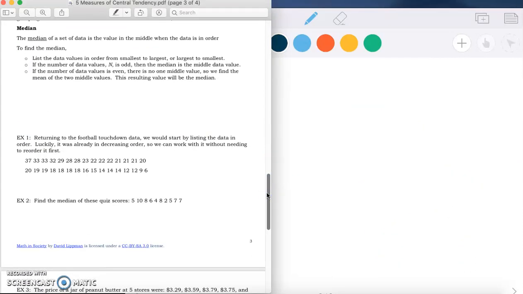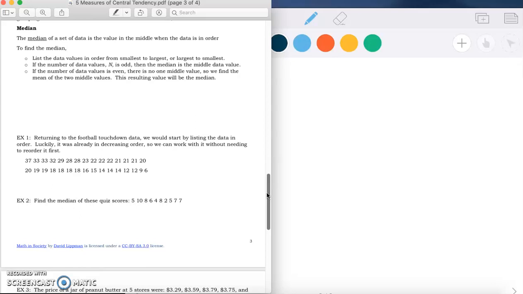So now we're going to talk about the median. This is another measure of central tendency. The median of a set of data is the value in the middle when the data is in order. To find the median, list the data values in order from smallest to largest or largest to smallest. If the number of data values, capital N, is odd, then the median is the middle data value. If the number of data values is even, there is no one middle value, so we find the mean of the two middle values. This resulting value will be the median.